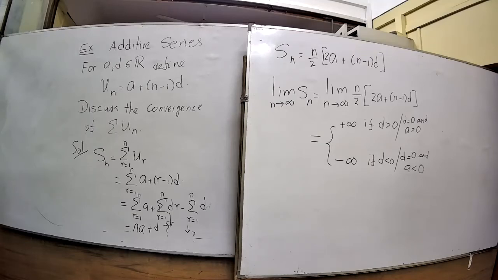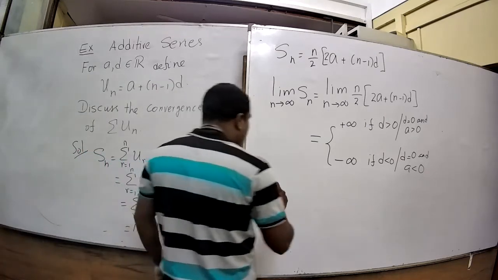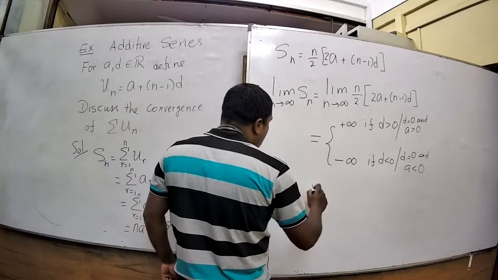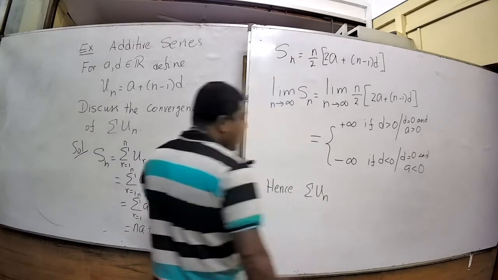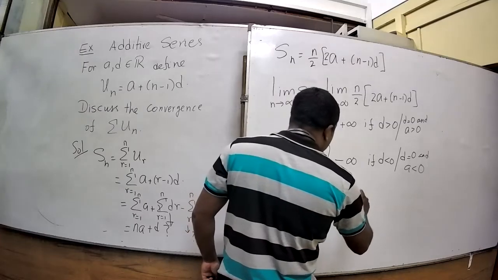So here you see that the limit of the sequence is not finite in any case. Whatever values you put for a and d, the sequence will go to plus or minus infinity, not to a finite value. So you can't say it is converging. The sequence is not going to converge. You remember, whenever it is not convergent, we say that it diverges. So hence, in this case, the summation or the series diverges.